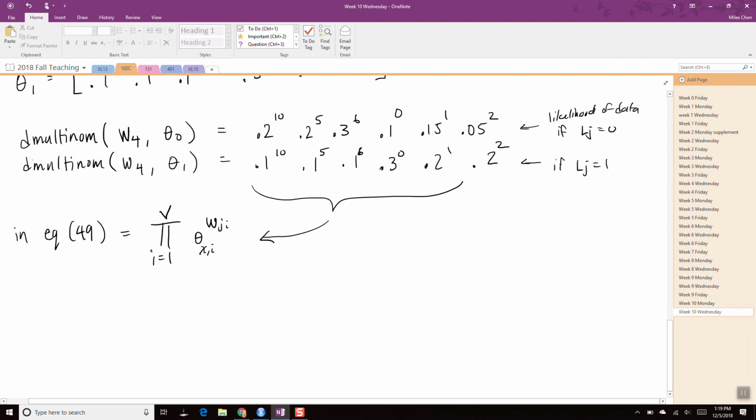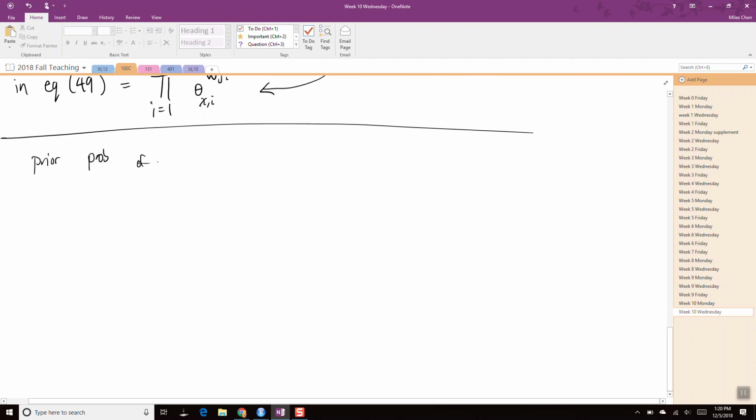Okay, so we have the likelihood based on the words that show up in our data, but then the prior probabilities of a class label depend on the proportion that exists in the corpus right now.